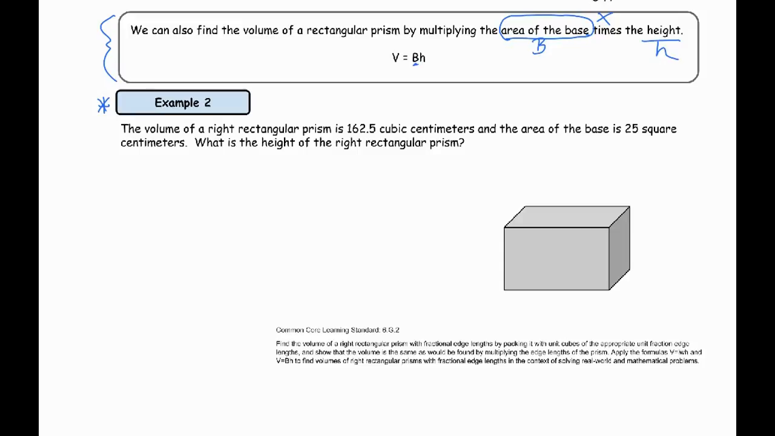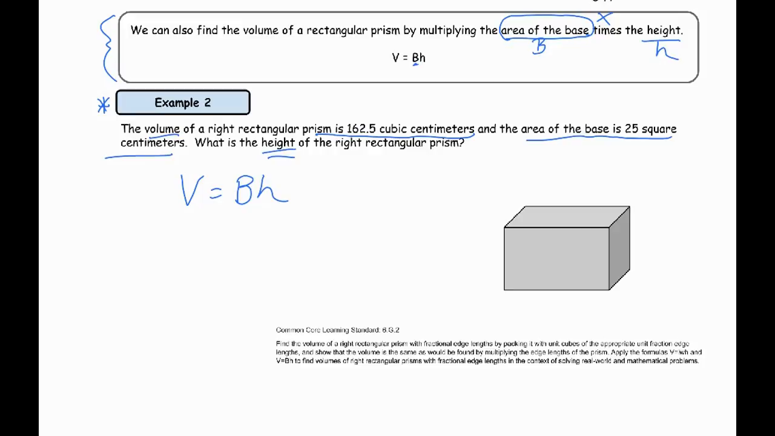So let's go ahead and look at example 2. The volume of a right rectangular prism is 162 and 5/10 cubic centimeters. And the area of the base is 25 square centimeters. It asks, what is the height of the right rectangular prism? Well, I'm going to go ahead and write our formula. Volume equals capital B times H. Again, really what we're saying is the volume equals the area of the base times the height.